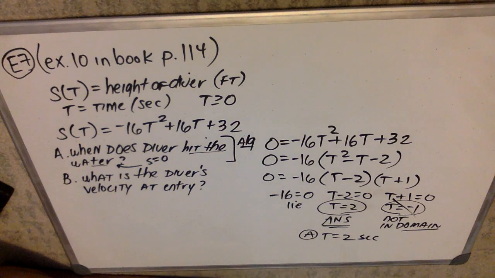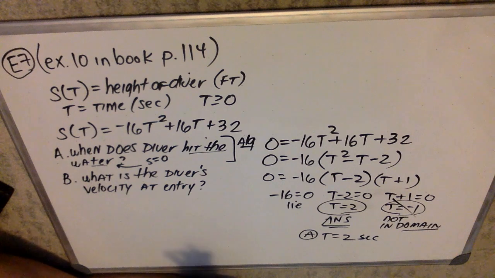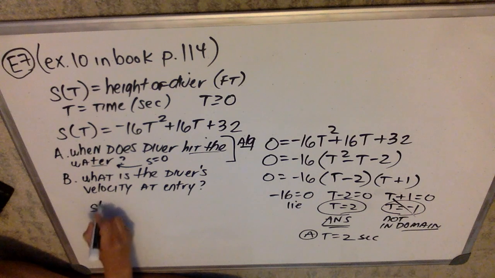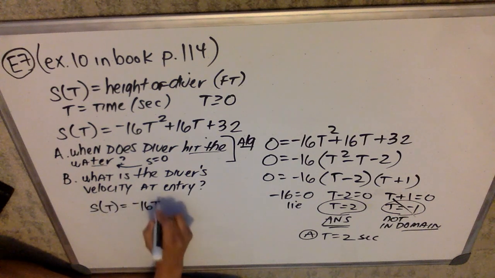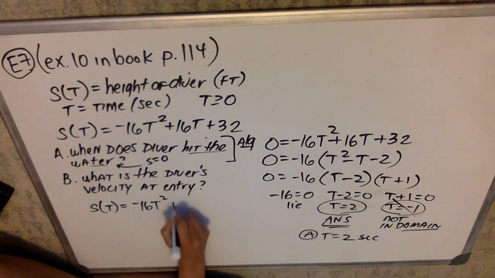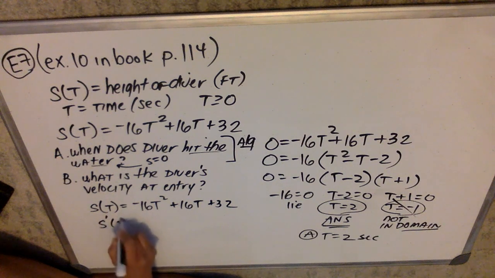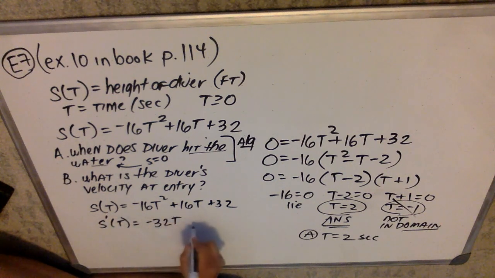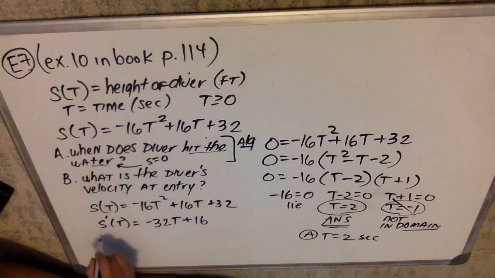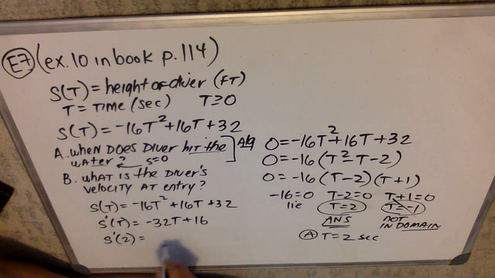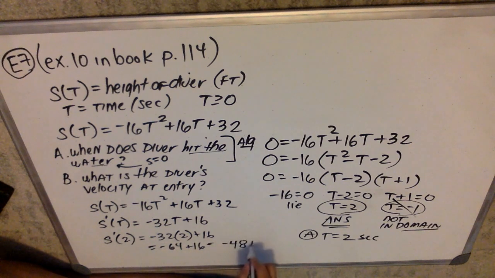The next question was, what is the diver's velocity at entry? Well, instantaneous velocity is found by taking the derivative of the position function. So S of t is negative 16t squared plus 16t plus 32, and my S prime of t is going to be negative 32t plus 16. Which means that my S prime at 2 is going to be negative 32 times 2 plus 16, which is negative 64 plus 16. So I get negative 48 feet per second.